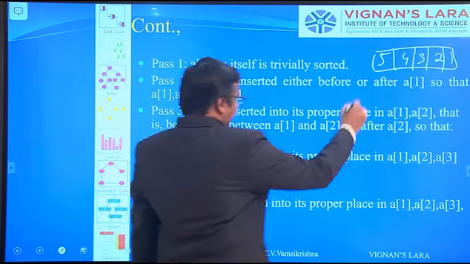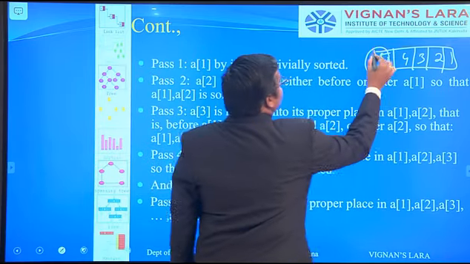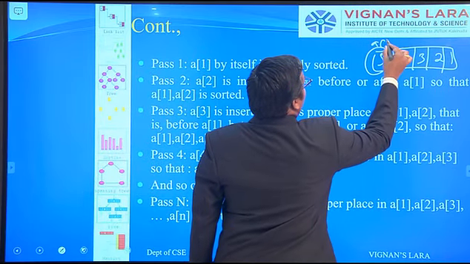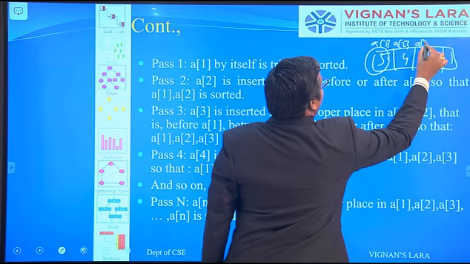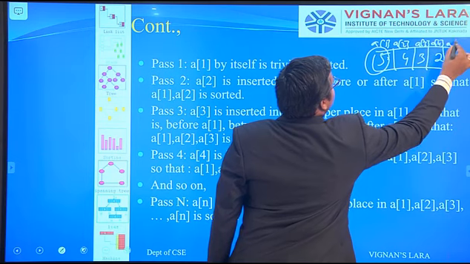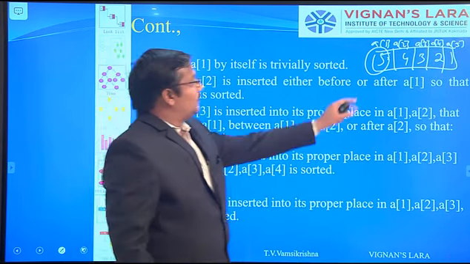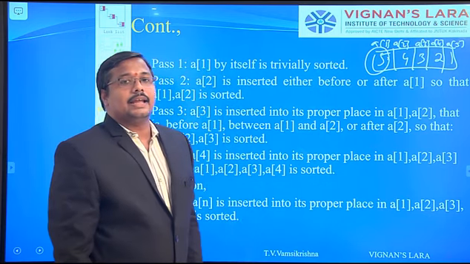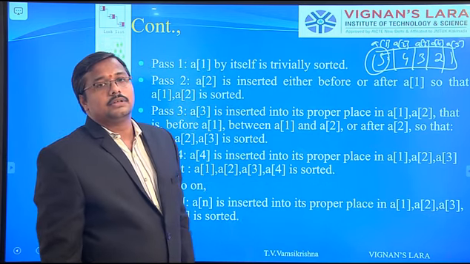Initially the first element is A of 1, this is A of 2, this is A of 3, this is A of 4, this is A of 5. So the first element itself is treated as a sorted array.